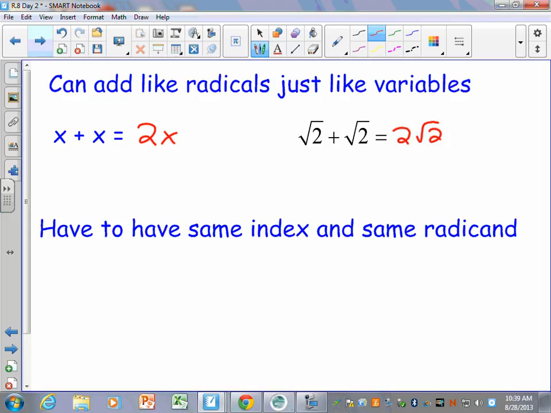If they are not the same index or they are not the same radical, you cannot add them together. Like the square root of 2 plus the square root of 3, that's it. It's not the square root of 5. You cannot add those together. The square root of 2 plus the cube root of 2, you can't add those together because they're not the same index, even though they're the same number underneath. So they have to be exactly the same index, exactly the same radical, and then we can just add and subtract.